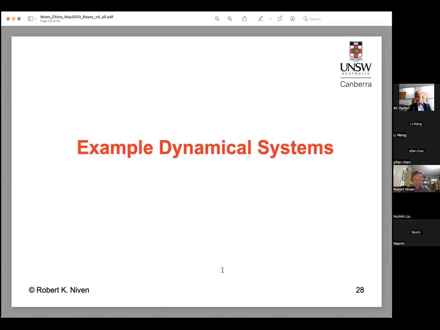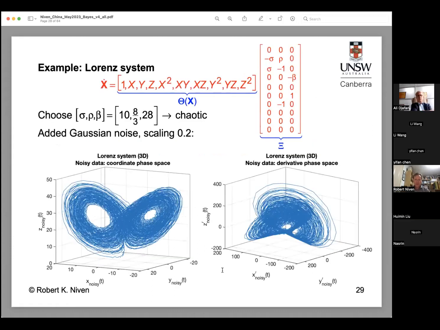Okay, so let's look at some examples. So some examples first of some dynamical systems. Now, I'm pretty sure that most of you in any branch of data analysis or mathematics will have seen this system. This is the Lorenz system.